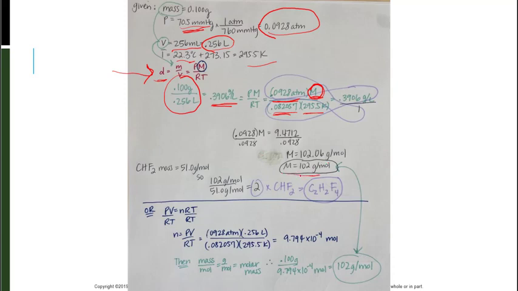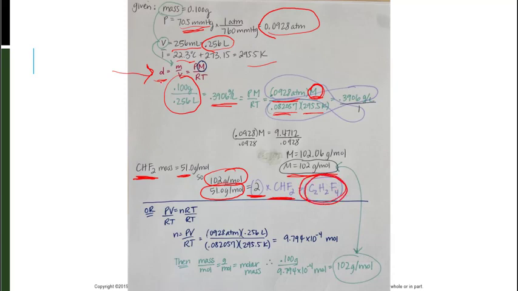Now think way back a few chapters ago, where if I knew the empirical formula, that means I could find the empirical formula's mass. So if I take that molar mass and divide it by the empirical mass, in this case I got 2. So I'm going to multiply everything in that empirical formula by 2 to get that molecular formula.